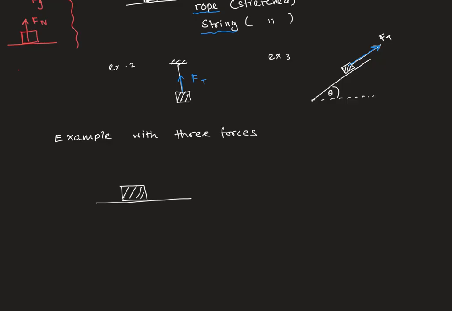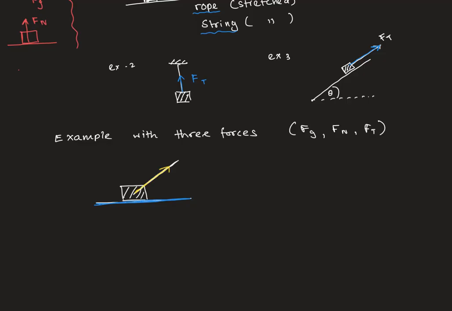Example with 3 forces: one is F of G, the other is F of N, and the last is F of T. Here you have a rope, and there you have a contact surface, right? Let me put it in blue. This is the contact surface. Now if you are to mark all the forces acting on it, this is what we do.